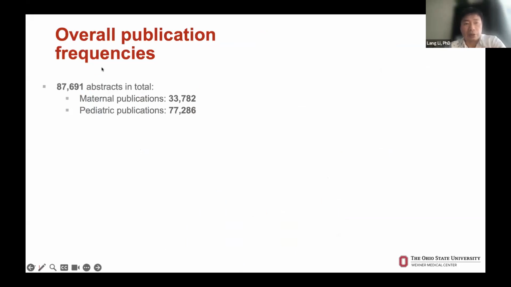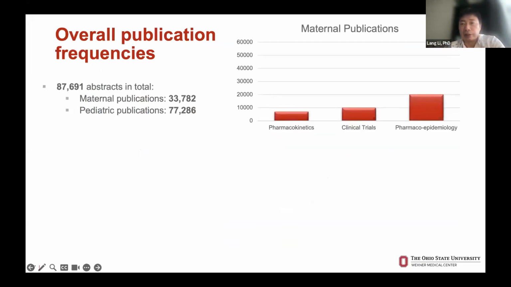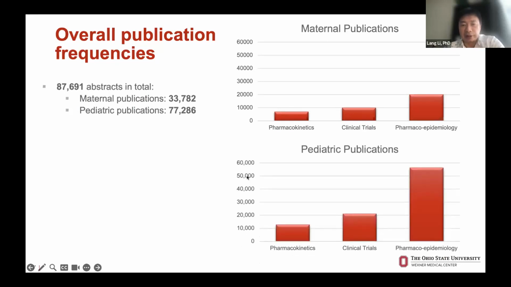So when we applied this machine learning analysis to all the PubMed abstracts, we ended up with 87,000 abstracts in total, among them 33,782 maternal publications and 77,286 pediatric publications. These are the distributions of the three types of studies in the maternal population. Obviously, the pharmacoepidemiology studies are more than the other two study types. For the pediatric publications, we have a similar trend, meaning that pharmaco-EP studies have more papers than pharmacokinetics and clinical trials.